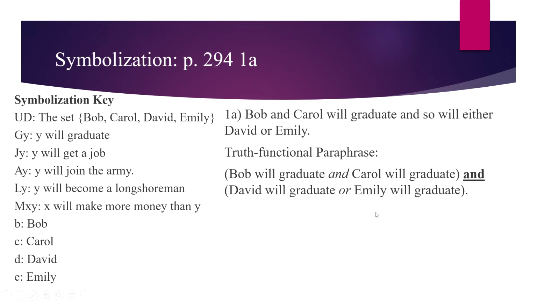So now we need to symbolize that according to our symbolization key, right? We've got GY as Y will graduate. So we're going to use that predicate, and then we need to plug in B for Bob, C for Carol, D for David, and E for Emily into each of these sentences. So our final symbolization is this, right? Bob will graduate, and Carol will graduate, and David will graduate, or Emily will graduate.